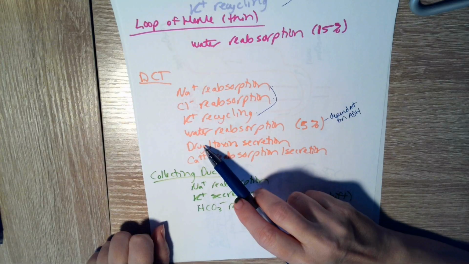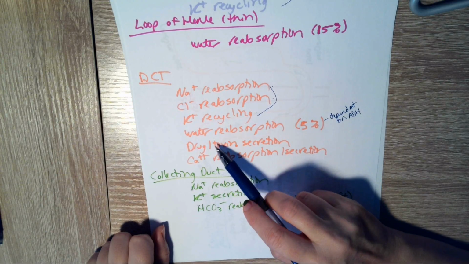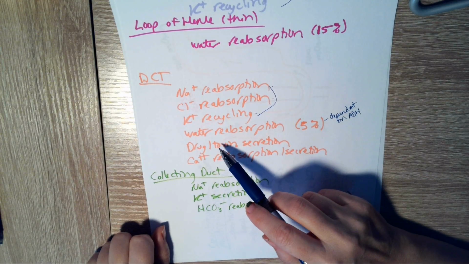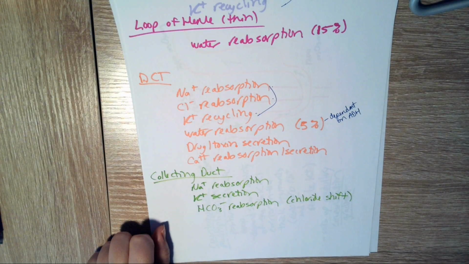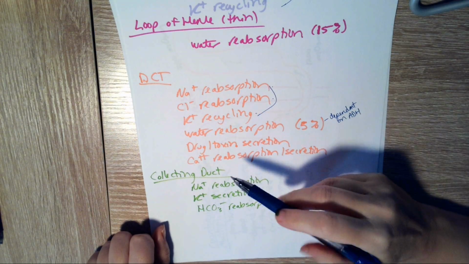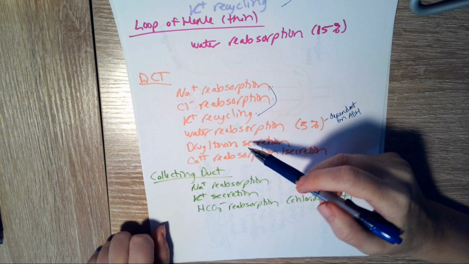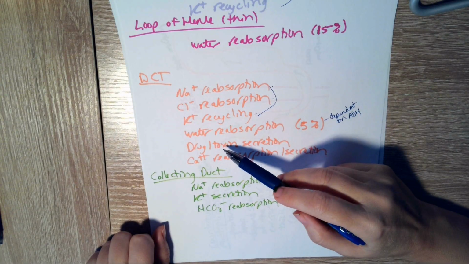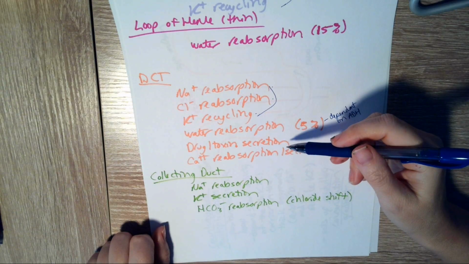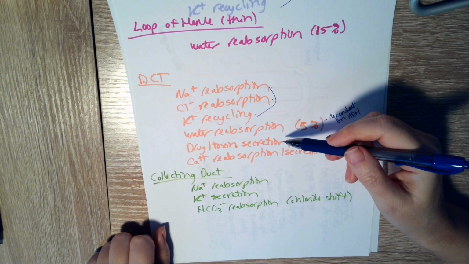The distal convoluted tubule is also where you have drugs and toxins being secreted. So let's say it doesn't have to be bad drugs. It could be, say you take a Tylenol because you have a headache. That's going to be processed, removed through the distal convoluted tubule, because you don't want to have the Tylenol in your body forever just because you take it once, right?